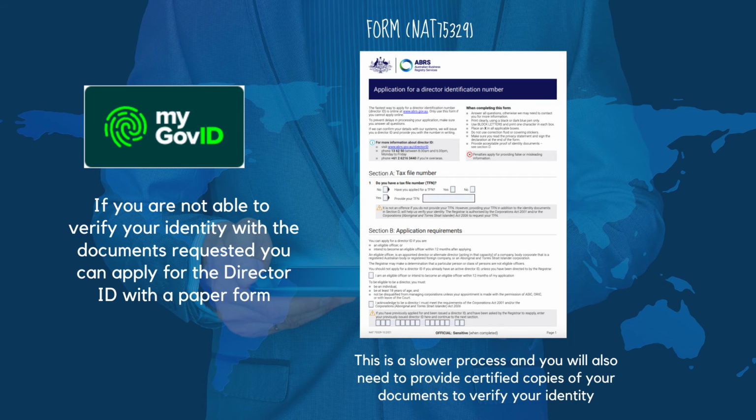In case you are not able to verify your identity with the documents mentioned before, you can apply for the Director ID with a paper form. The only difference is that this is a slower process and you will also need to provide certified copies of your documents to verify your identity. Also, if the documents are not in English, they must be translated into English by a translator.